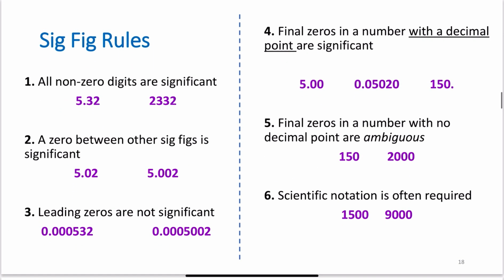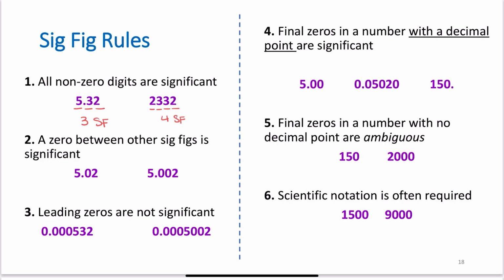The rules of sig figs are as follows. All non-zero digits are significant. Students have an easy time with that. If it's not a zero, it is significant. So 5.32 has 1, 2, 3 sig figs. 2332, 1, 2, 3, 4 sig figs. Again, most students don't struggle with that. It's the zeros that are going to throw students off. But again, you need to know whether it's significant or not.